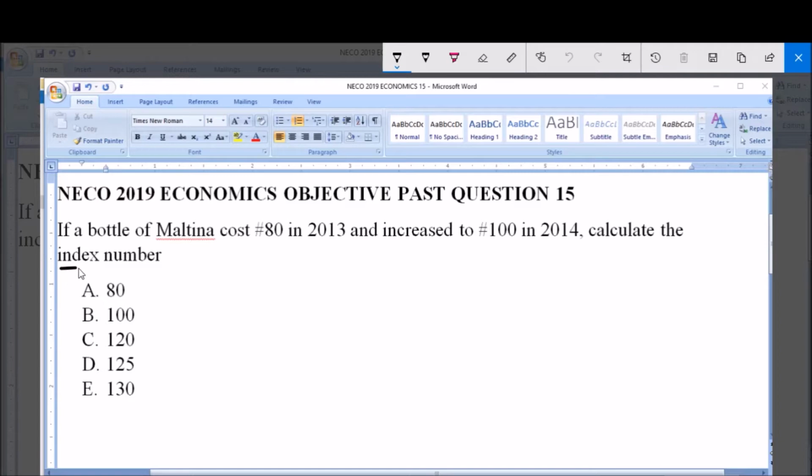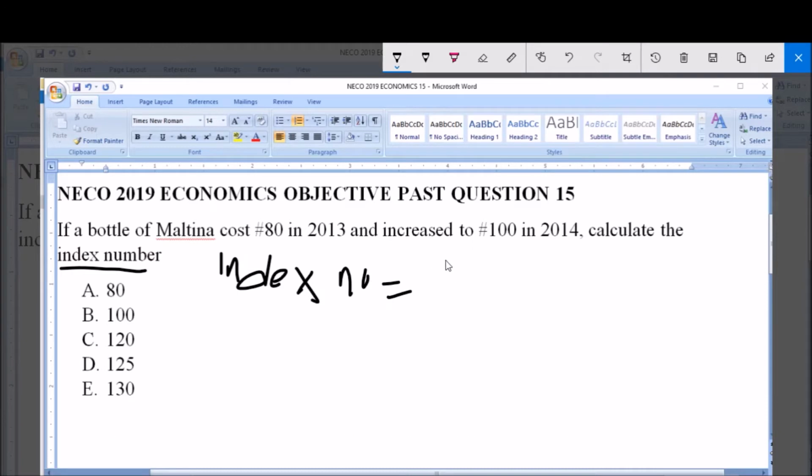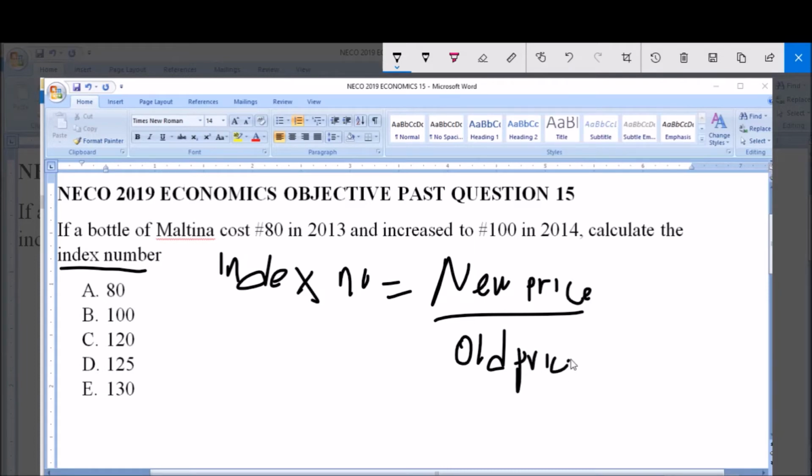So what we're looking at here is index number, and index number is calculated this way. The formula for index number is new price divided by the old price, multiplied by 100.